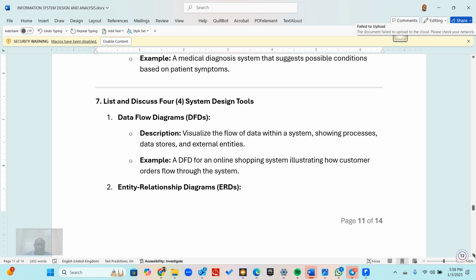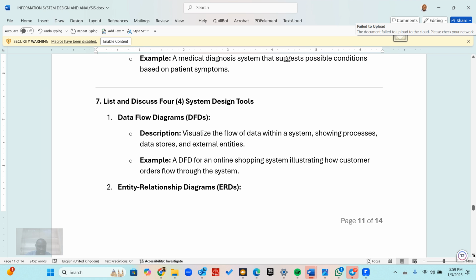List and discuss four system design tools. We have the data flow diagrams. The description: it visualizes the flow of data within the system, showing the processes, data stores, and external entities. A DFD, for example, for an online shopping system illustrates how customer orders flow through the system.